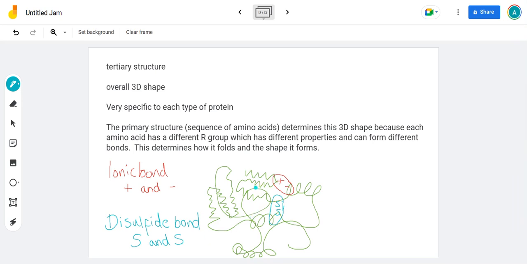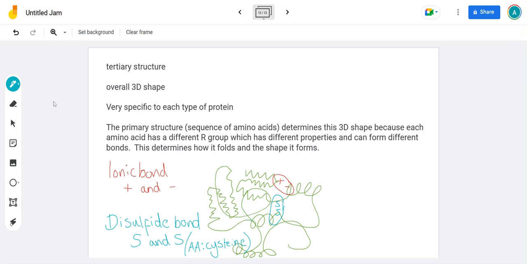Now, of the 20 different amino acids that we've got, only one amino acid has sulfur in it, and that amino acid is cysteine. So we know that this amino acid here and this one here must both be cysteine because they're the only ones that have sulfur. And then we get our disulfide bond.